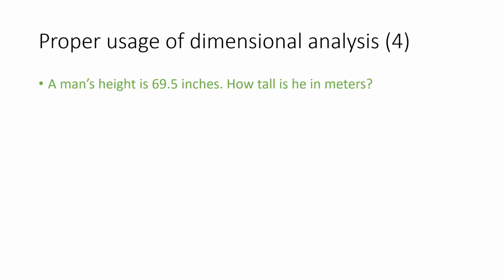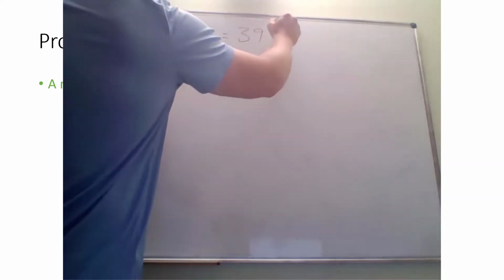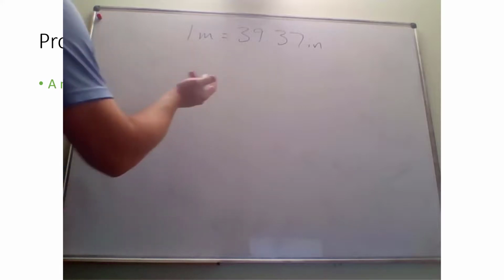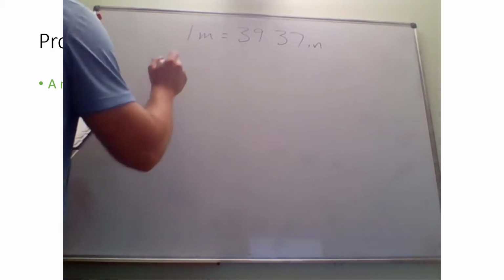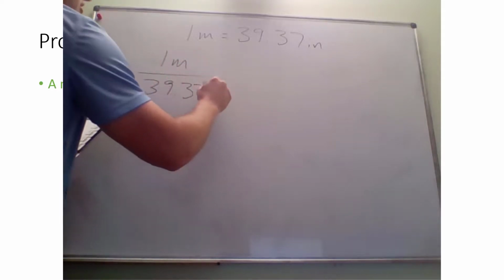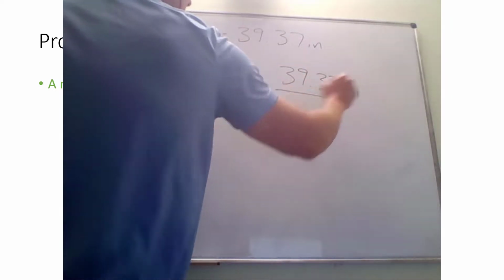I asked you, a man's height is 69.5 inches. How tall is he in meters? First off, we need to determine what the conversion factor is between inches and meters. We can look that up and find that 1 meter is equal to 39.37 inches. How do you express a conversion factor? In the previous slide, it showed that we can express a conversion factor as a fraction, and we can write it either way: 1 meter is equal to 39.37 inches, or we can flip it and say that 39.37 inches is equal to 1 meter.